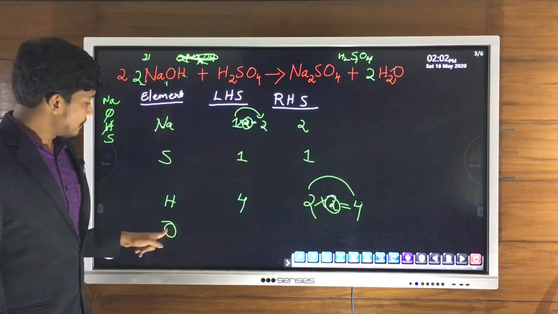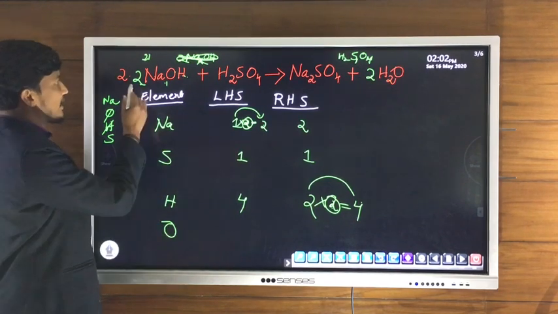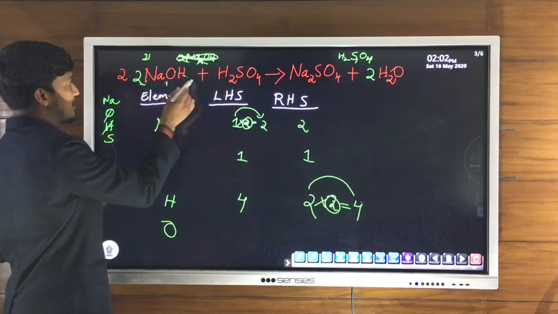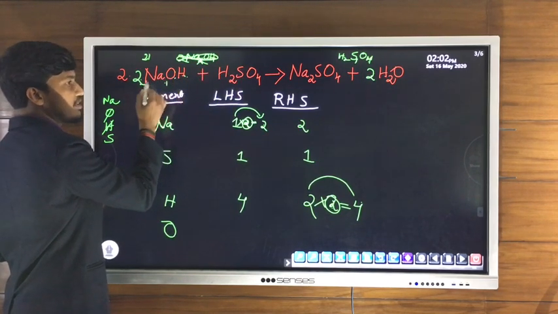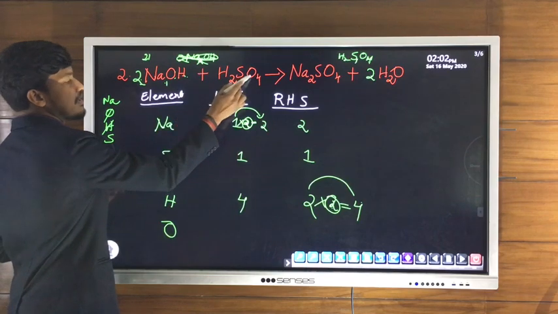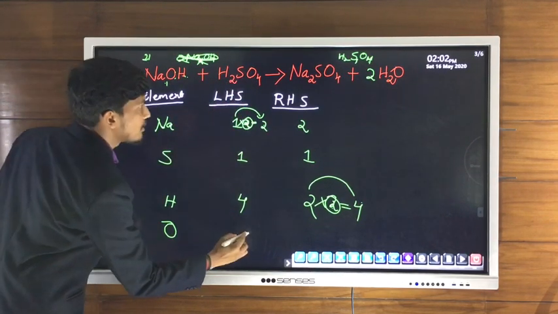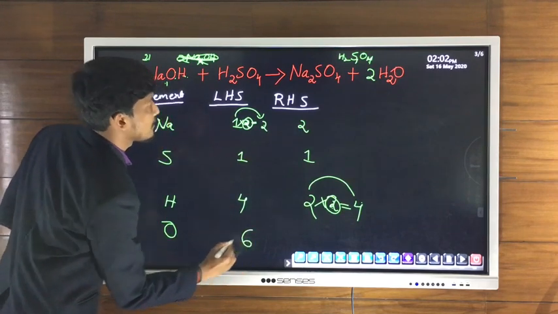Now oxygen atoms. We can see that oxygen is present in both reactants. From 2 NaOH, how many oxygen atoms? 2 into 1, 2. Plus, from H2SO4, how many oxygen atoms? 4. So 2 plus 4, 6.